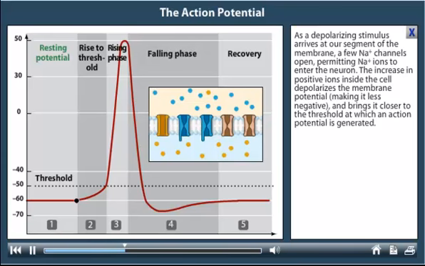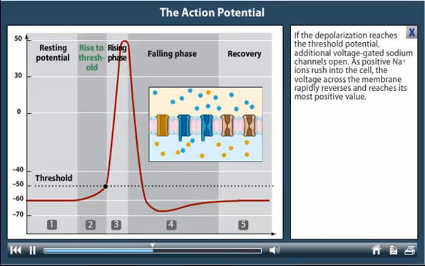As a depolarizing stimulus arrives at our segment of the membrane, a few sodium channels open, permitting sodium ions to enter the neuron. The increase in positive ions inside the cell depolarizes the membrane potential, making it less negative, and brings it closer to the threshold at which an action potential is generated. If the depolarization reaches the threshold potential, additional voltage-gated sodium channels open.